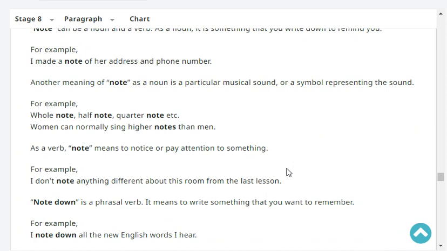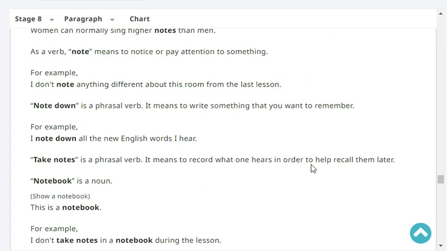As a verb, note means to notice or pay attention to something. For example, I don't note anything different about this room from the last lesson. Note down is a phrasal verb. It means to write something that you want to remember. For example, I note down all the new English words I hear. Take notes is a phrasal verb. It means to record what one hears in order to help recall it later.